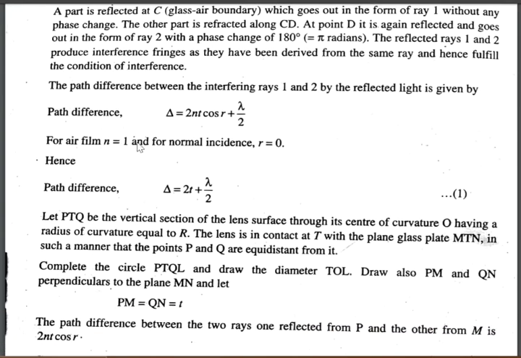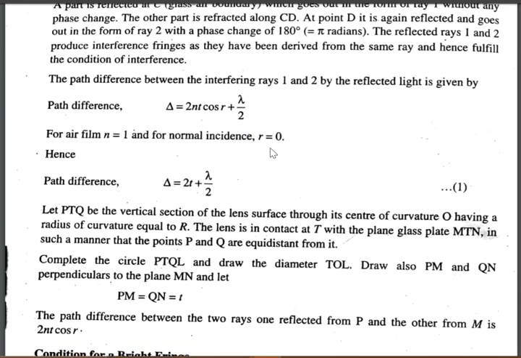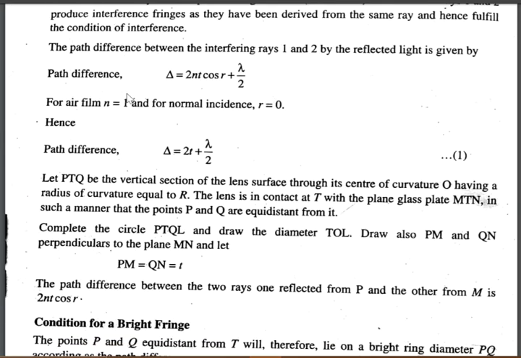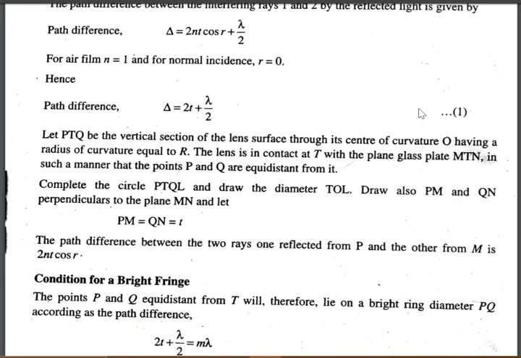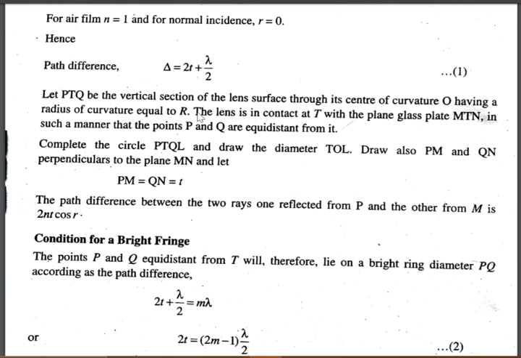For air film, put n equal to 1. And for normal incidence, put r equal to 0. Then the path difference delta is equal to 2t plus lambda by 2. Let us call this equation 1. 2t plus lambda by 2 is the net path difference between the two rays 1 and 2.